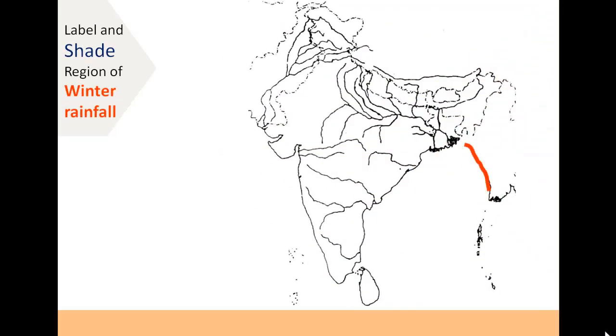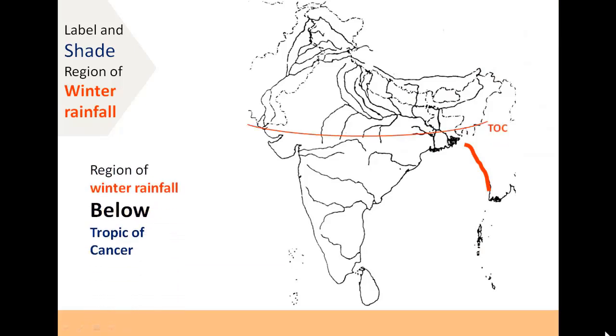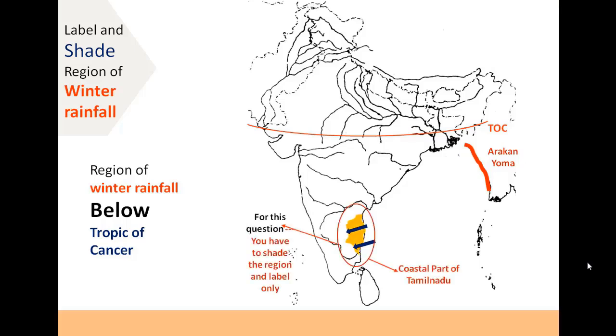Now we'll shade the regions of winter rainfall below Tropic of Cancer. As you can see in the animation, southwest monsoon winds strike with Arakan Yoma ranges and deflect back towards Tamil Nadu coast and bring rainfall at the Coromandel coast in winters.